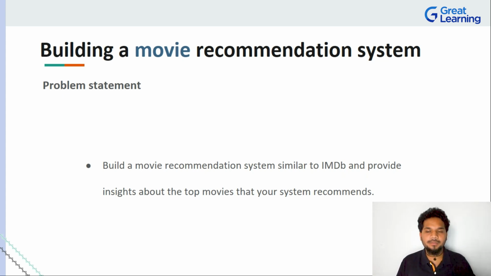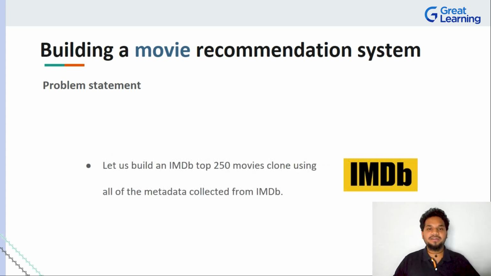What we're trying to recommend is, if you've ever come across these IMDb lists, right? Top 10 movies of all time, top 200 movies of all time, top 500 movies of all time, right? You might have seen that list. Now what we are going to do is try to replicate the IMDb top 250 movies, clone it, and build something very similar to that using all of the metadata that we actually collect from IMDb.